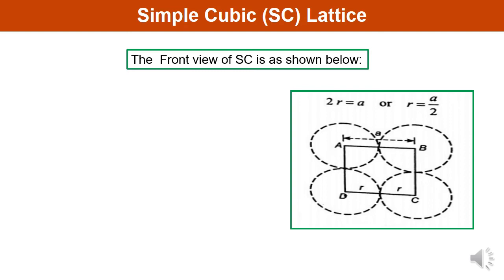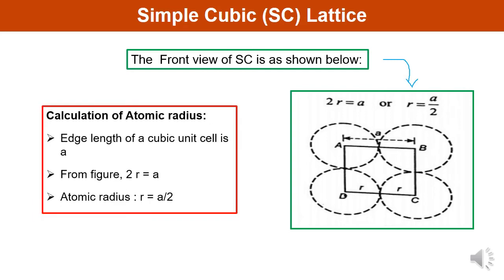What is atomic radius? Atomic radius is defined as half of the center to center distance of neighboring atoms in a crystal. Here you can see the front view of the simple cubic structure. This is the front view. Calculation of atomic radius. You know the edge length of the cubic unit cell is denoted by A. You can see over here the distance between these 2 points A to B is what?